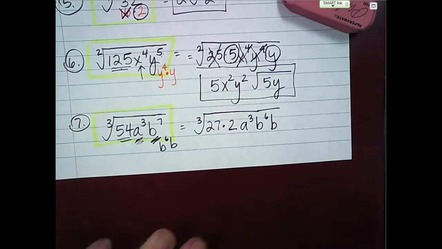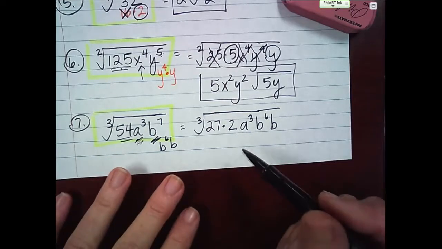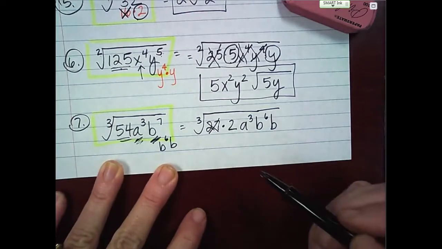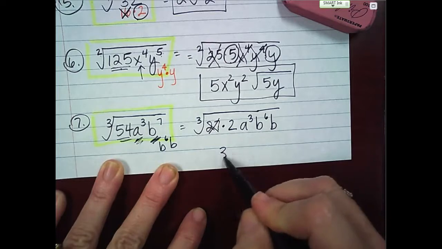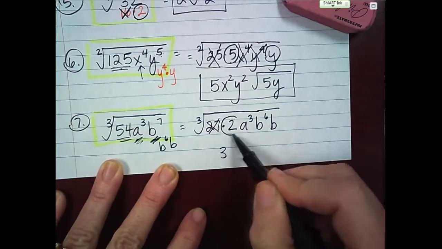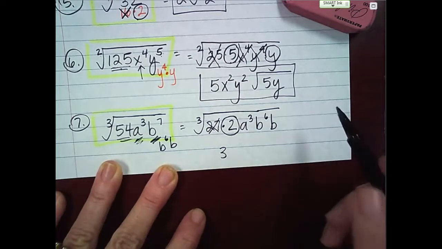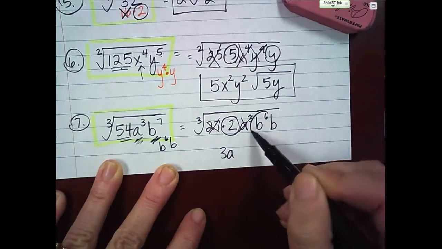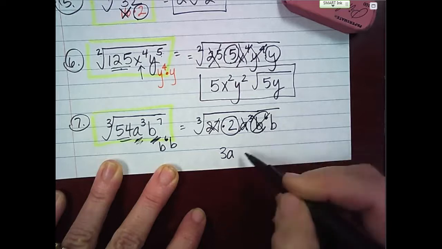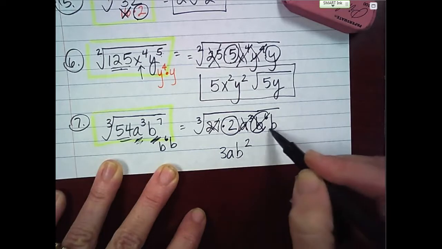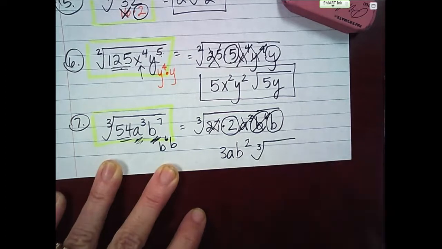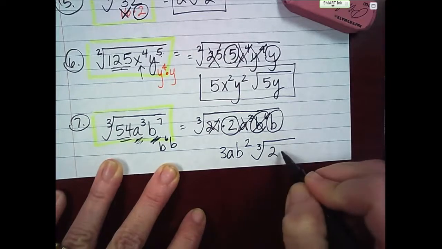All right. So now then, take the cube root of 27. What's the cube root of 27? 3. Can I do anything with the 2? No. What's the cube root of a cubed? Excellent. A. Cube root of b to the 6th? B squared. And I can't do anything with b. So what's left inside? A 2 and a b. Excellent.